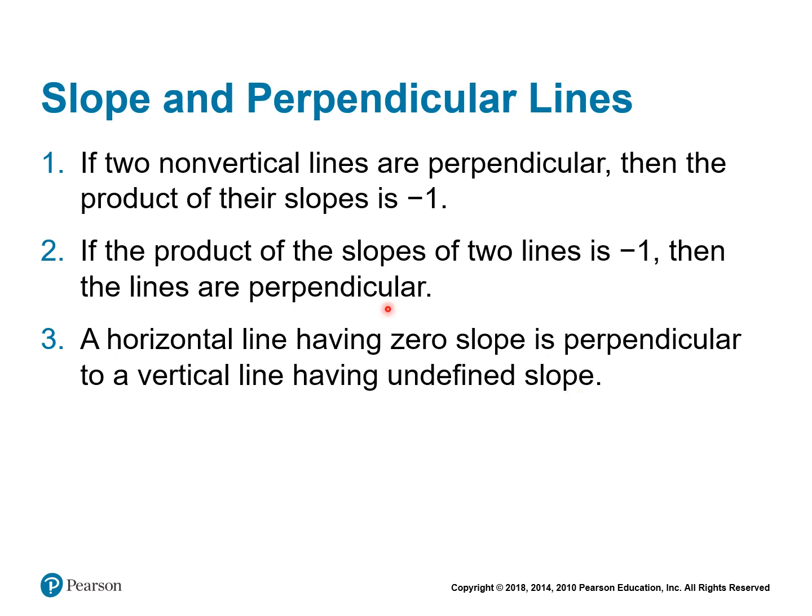All right. Now, what this essentially means, that the product of their slopes is -1, is that the slopes of perpendicular lines are negative reciprocals of each other. Okay, I'm going to write that down. Negative, and then I'm going to explain what that means. Negative reciprocals of each other.